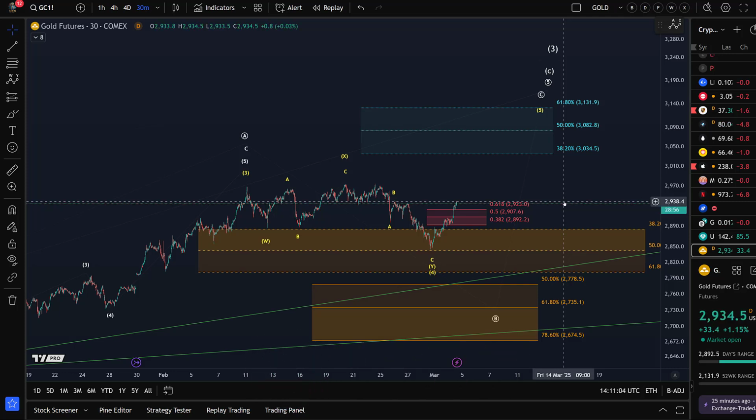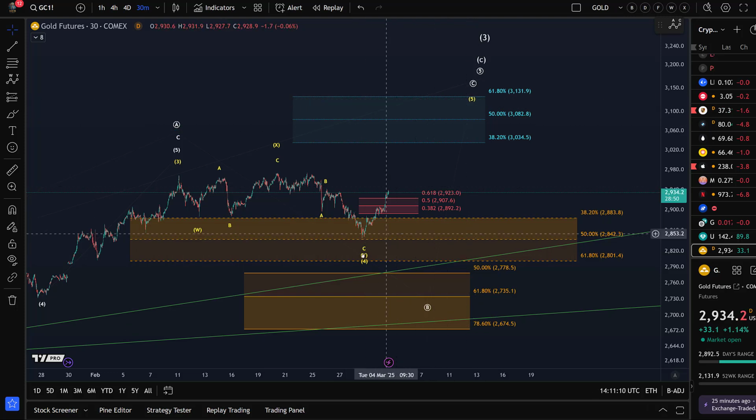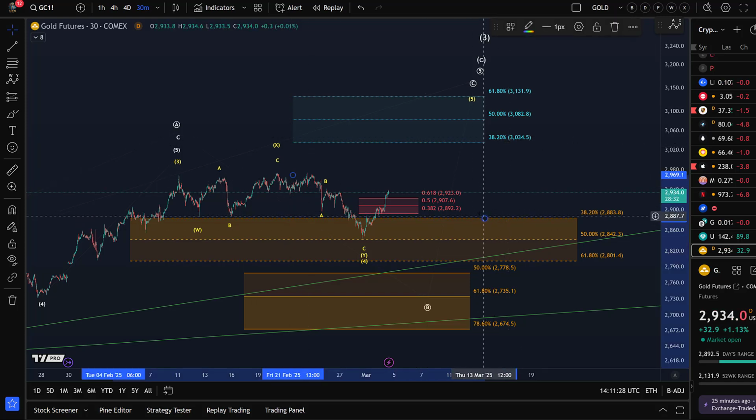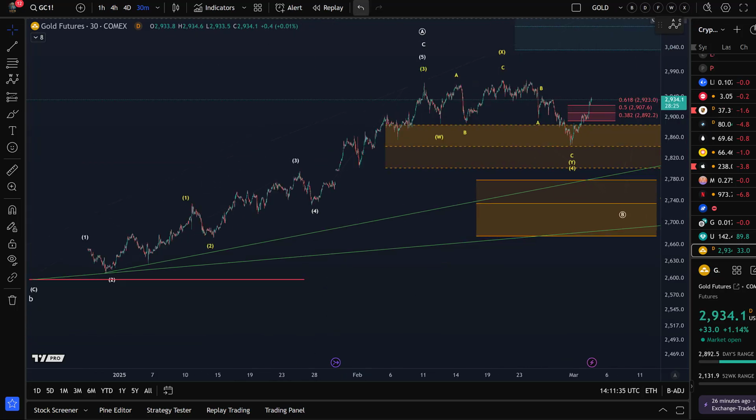Remember that the yellow scenario told us that most likely in this area here we would find support and start the fifth wave up. This area between $2,800 to $2,883. I assume the fifth wave has started. If the fifth wave really has started, then how would the microstructure really look like? We need to talk about that. And what would be reasonable targets to the upside? I'd say we can talk about those as well.